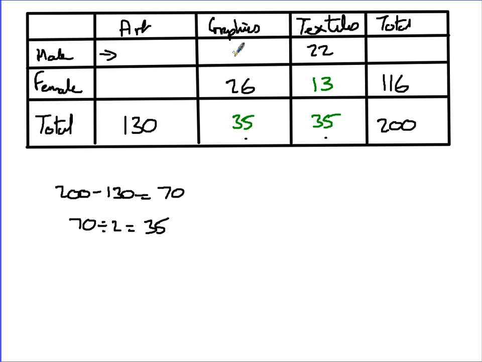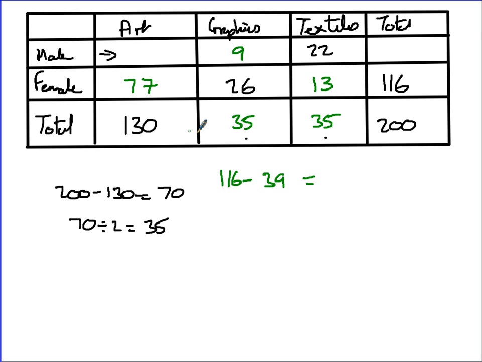Equally this will then be 9. We've then got 26 and 13. Well that will add up then to 39. Now if I do 116 take off 39, then that will give me how many art students that are female, which is 77. We get to that point then.